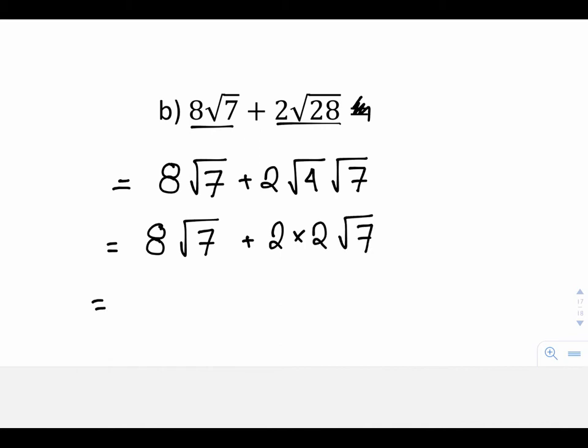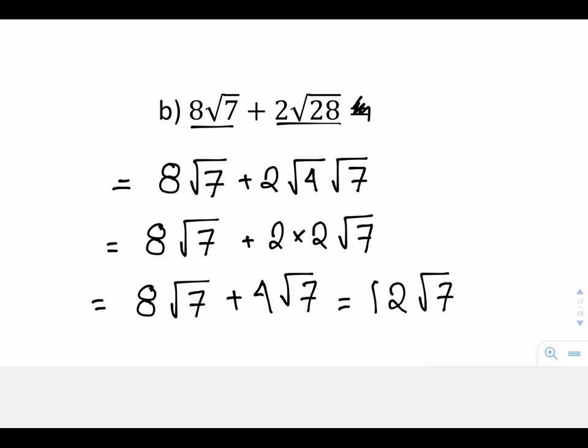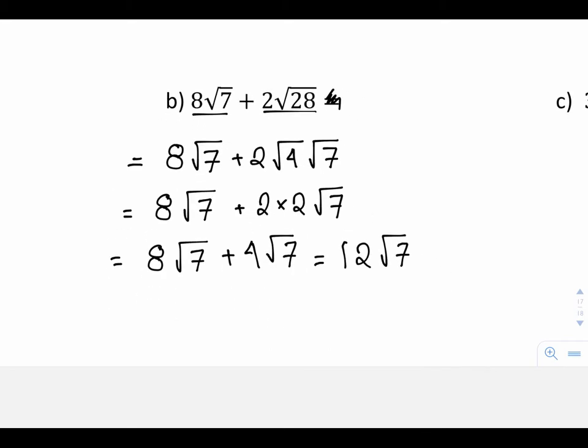My new coefficient in front of the second term is now 4. So plus 4 root 7. And this combines to give you 12 root 7. So there's your second one with the terms added together.